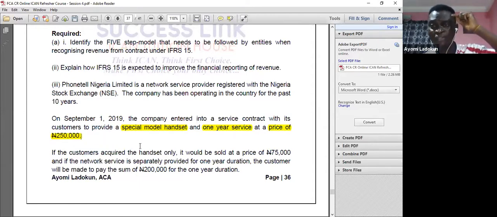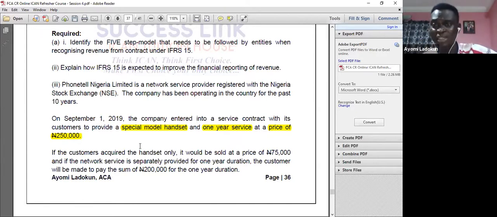I have identified my performance obligation, which is supply in my step 2: supply special model asset and a 1 year service. Can you see that? Then what is my transaction price? 250,000. Then step 4, what do I do? Allocate the transaction price to the separate performance obligation based on standalone selling price.